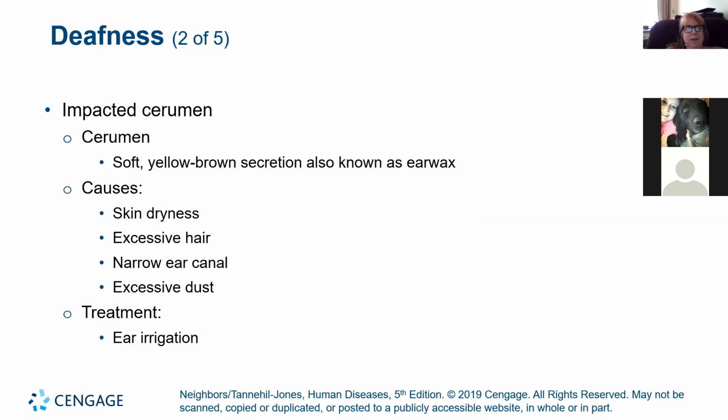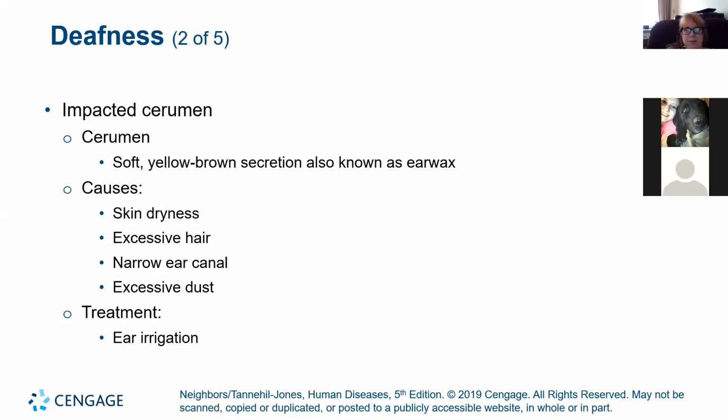Impacted cerumen. Cerumen is just known as earwax, okay? If you really want to amuse yourself, go to YouTube and google earwax removal. You could spend hours looking at how they pull different types of earwax out of people's ears. And it's gross, but it's fascinating at the same time, okay?